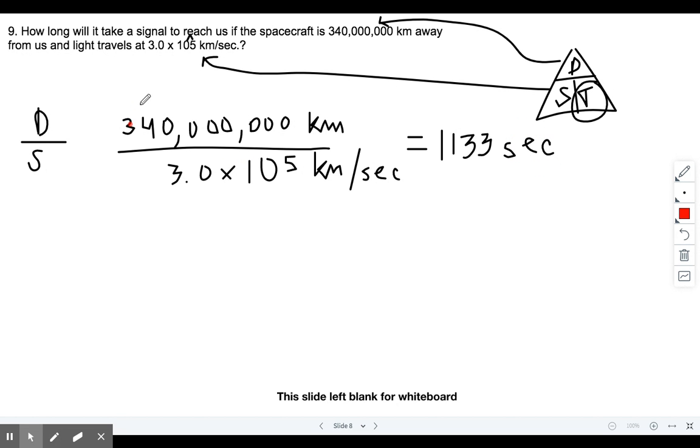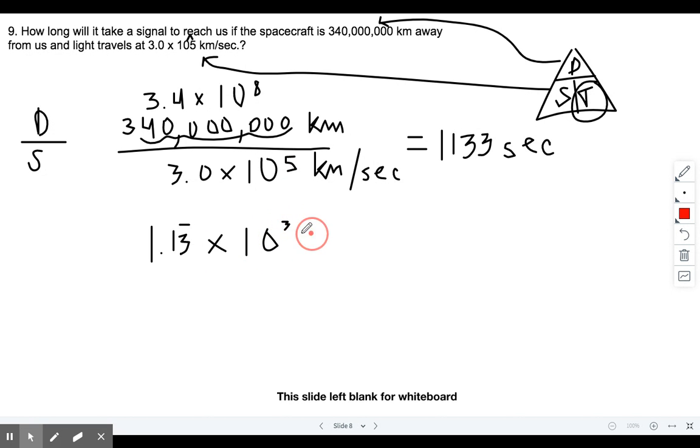You can change this to scientific notation, so change this to 3.4, okay, and then 3, 6, 7, 8 spaces, 3.4 times 10 to the 8th. Okay, and then you can just divide 3.4 by 3. That gives you 1.13. And then 10 to the 8th minus 10 to the 5th, so subtract those, gives you 10 to the 3rd seconds. Both answers are correct. Either one's good. They're exactly the same answers.